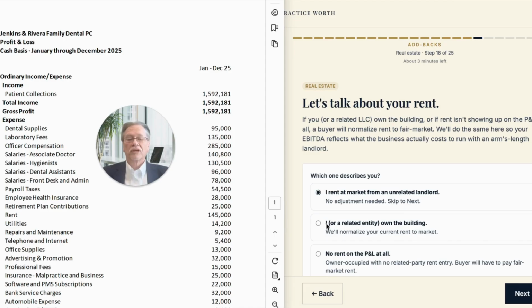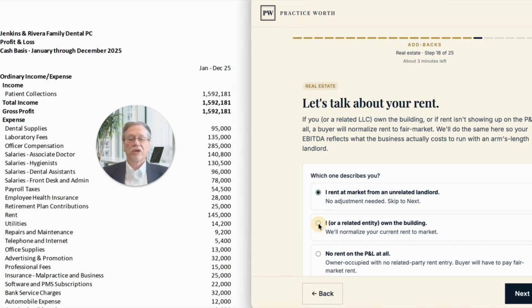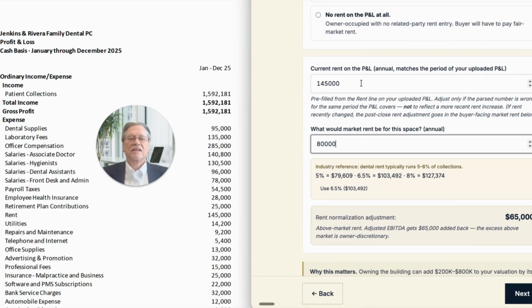So what we would be looking at doing over here, if we click on this box right here, as you can see, the current rent on the P&L is showing up as $145,000. In this case, the owner of the building is actually overpaying themselves at 9%. And so to normalize this moving forward, we're going to have to drop the rent down.